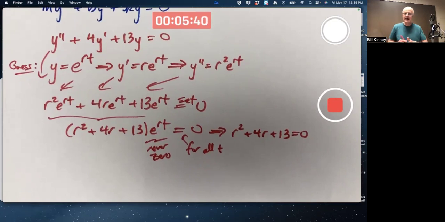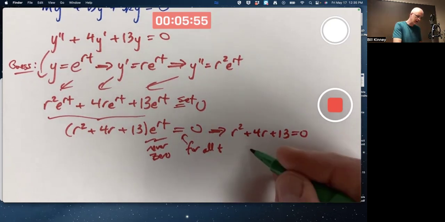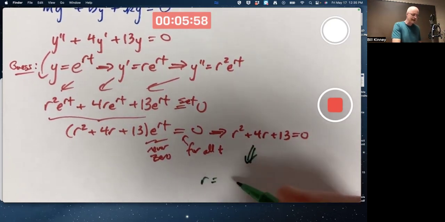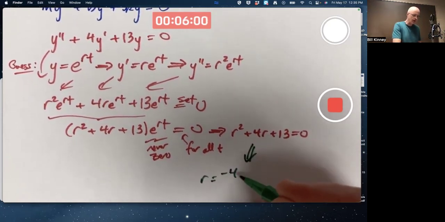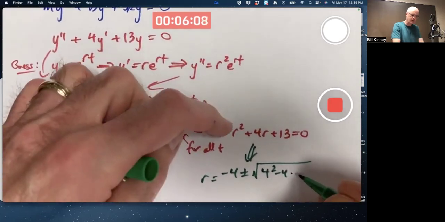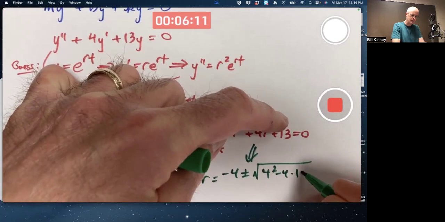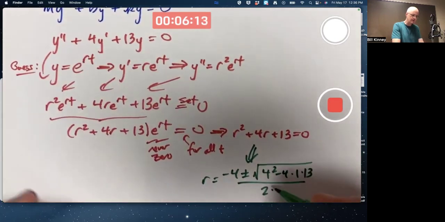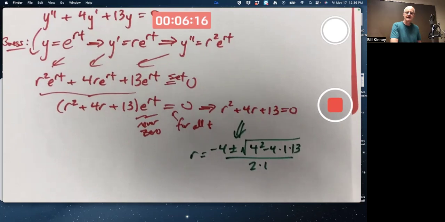So then you get all excited and say, oh, it's a quadratic equation. I know how to solve that. I'll factor it. And so you sit there for 5 minutes, 10 minutes, 15 minutes trying to factor it, and you're not successful. So then you're like, okay, I guess I have to use the quadratic formula. Negative b, which is -4, plus or minus square root of b squared, which is 4 squared, minus 4 times the coefficient of r squared, which is 1, times the constant term 13, all divided by 2 times the coefficient of r squared.